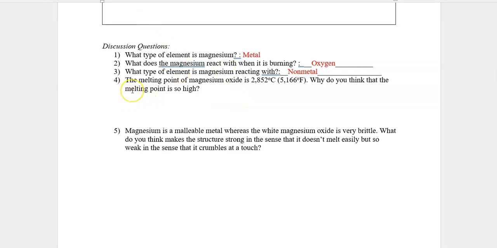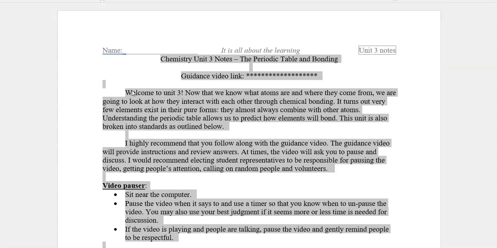Well, you might have said a lot of different things, but at the end of the day, the magnesium oxide bond must be very strong. Now, why is it so strong?